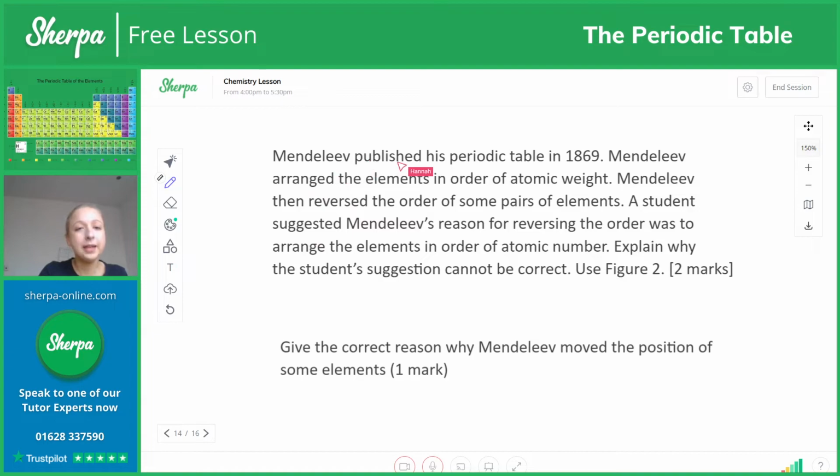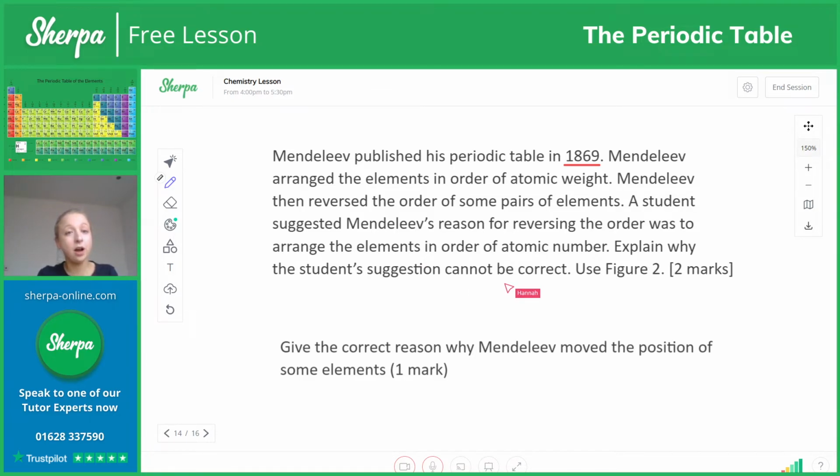So Mendeleev published his table in 1869. That's important. He arranged the elements in order of atomic weight, which we learned about earlier. He then reversed the order of some pairs of elements. If we think back, that was because of their properties. He realized it wasn't really working out. It wasn't very organized. So a student has suggested that Mendeleev's reason for reversing the order was to arrange the elements in order of their atomic number. Explain why the student's suggestion cannot be correct.